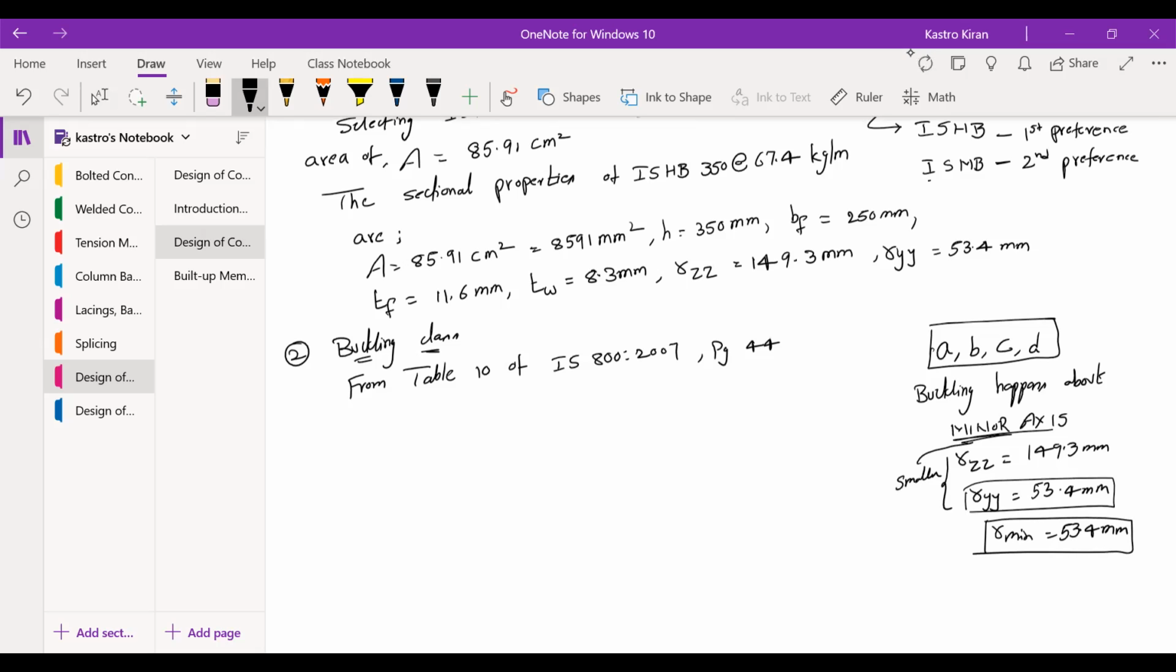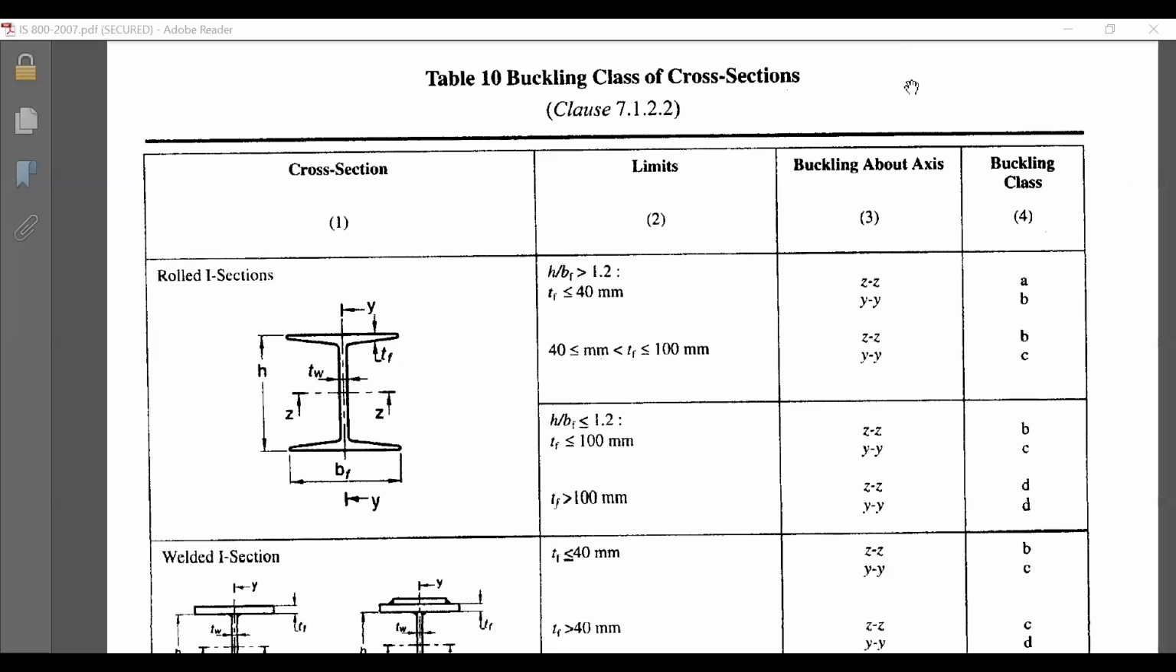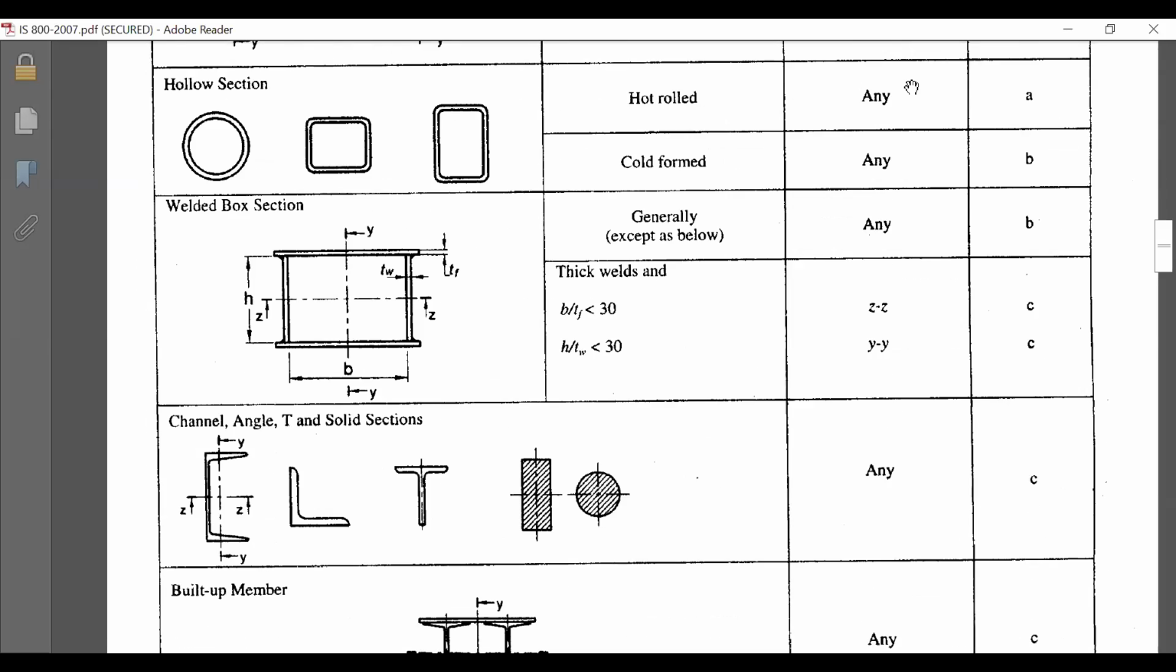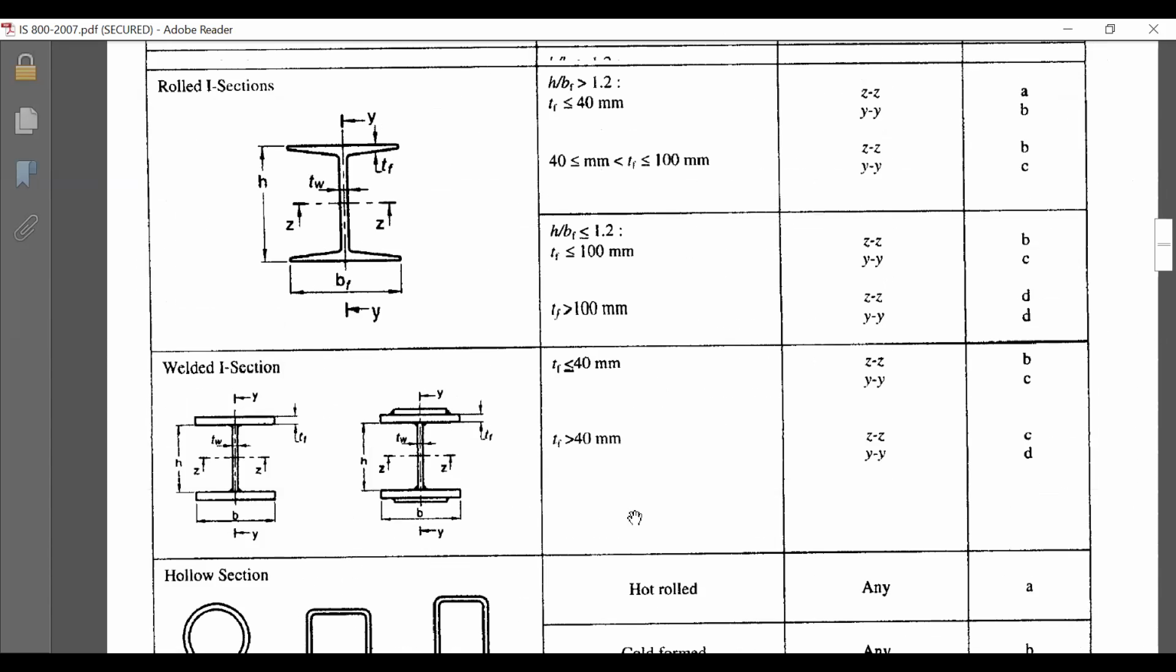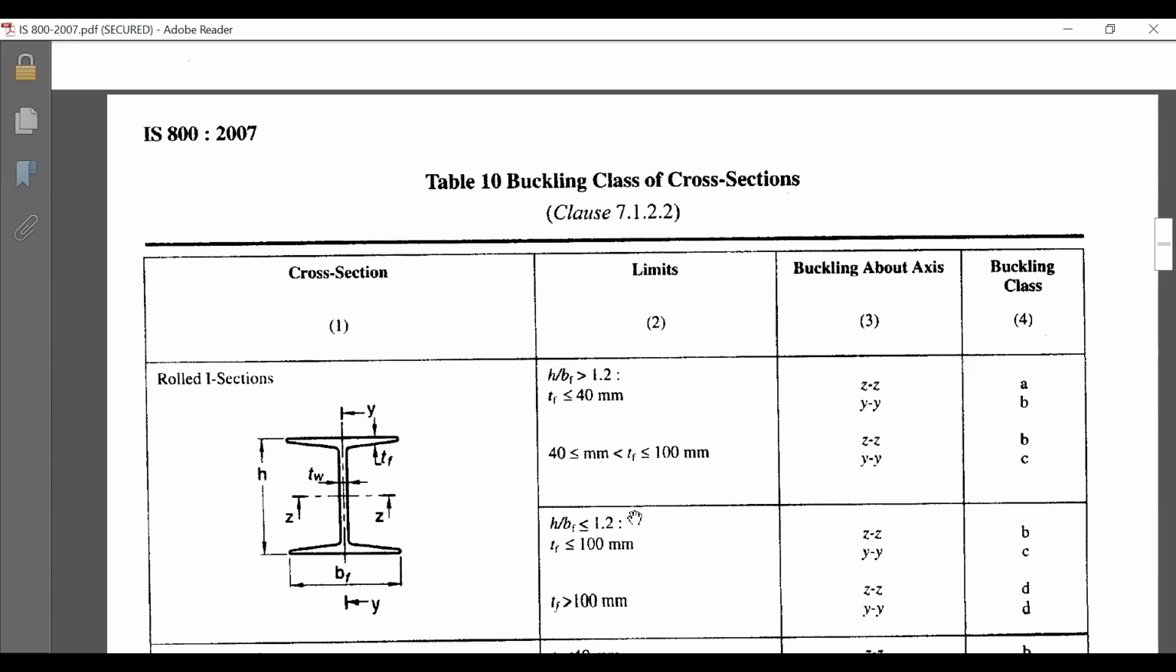So let's find out which buckling class it belongs to, A, B, C or D. Let's look into table 10 of IS 800-2007, which is on page number 44. You can refer to page number 44 as you see here. So what does table 10 talk about? It talks about the buckling class of cross sections.